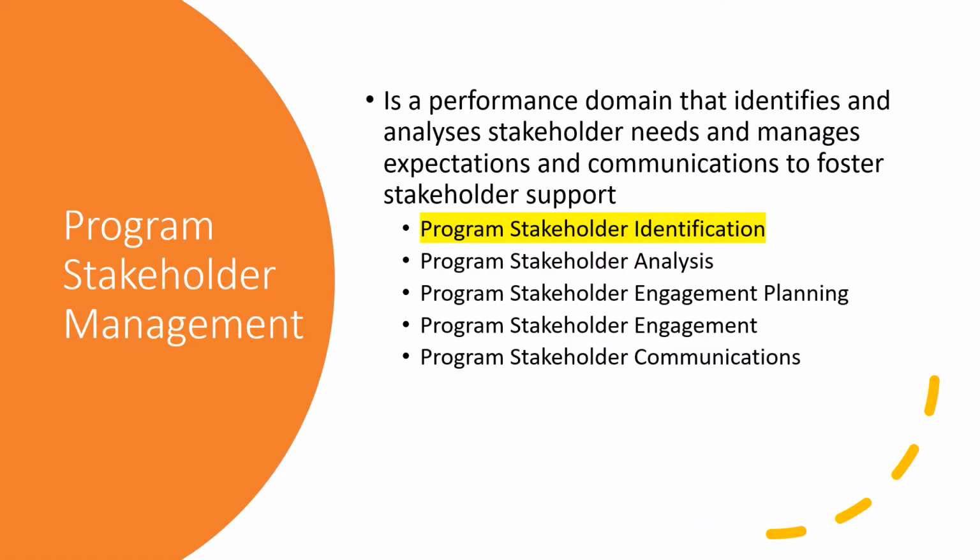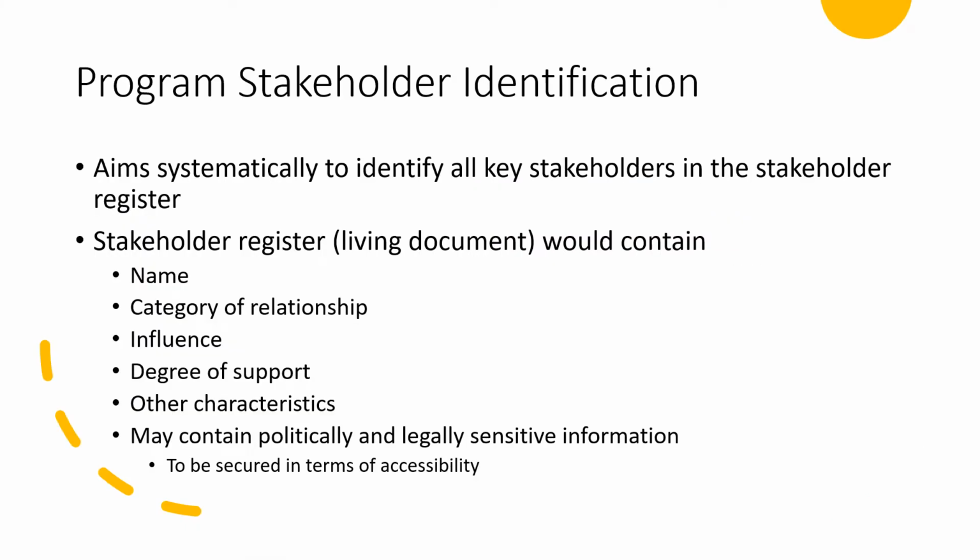Program stakeholder engagement is a performance domain that identifies and analyzes stakeholders' needs and manages expectations and communications to foster stakeholder support. It has five important activities involved in it: identification, analysis, engagement planning, engagement itself, and communications. So today we're going to talk about program stakeholder identification in detail.